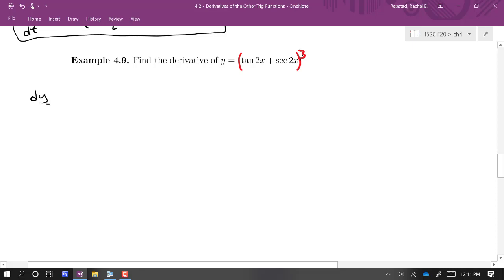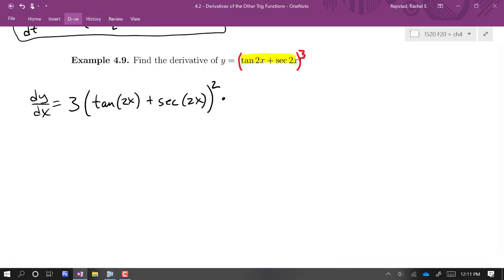dy dx. Applying the power rule, I'm going to bring the 3 down. Then I have this stuff as is. Tan 2x plus secant 2x squared times. Now we're going to apply the chain rule. So we're going to multiply by the derivative of what's inside the cubing function. So the derivative of tan 2x plus secant 2x. There are 2 terms to that expression, which means I'm going to take the derivative term by term, and I have to make sure that I'm multiplying by the entire derivative, so I'm going to open up parentheses.